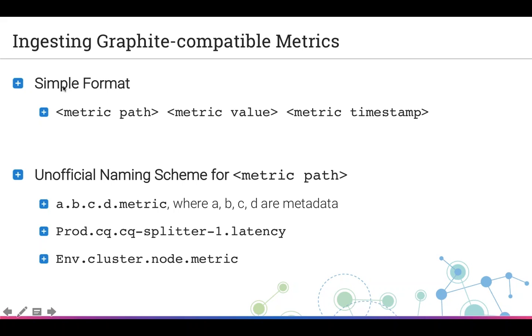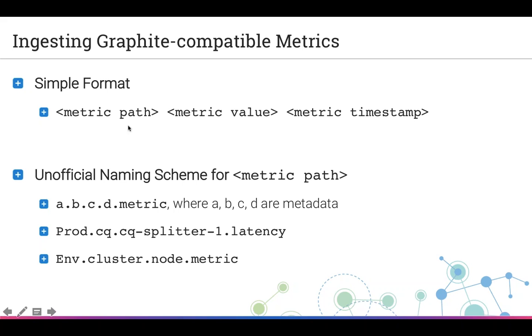Graphite sends this simple format. Basically, it sends us a metric or a metric path. It sends us a metric value and a metric timestamp, and that's how we gather that data. That's how a Graphite server gathers the data. It can take a metric and the value itself and a timestamp for it.